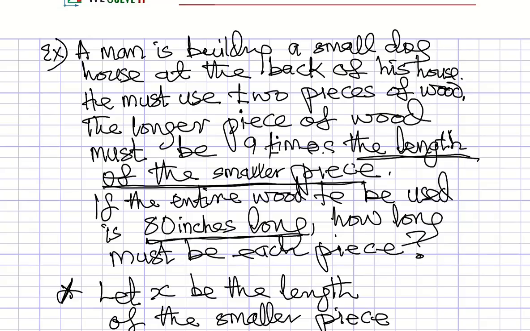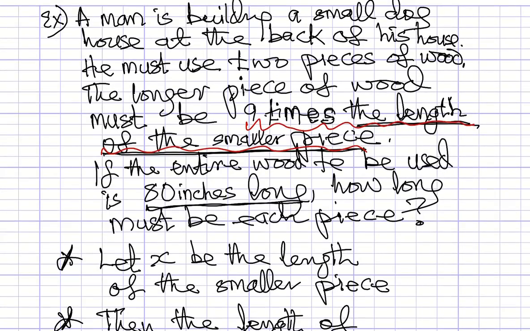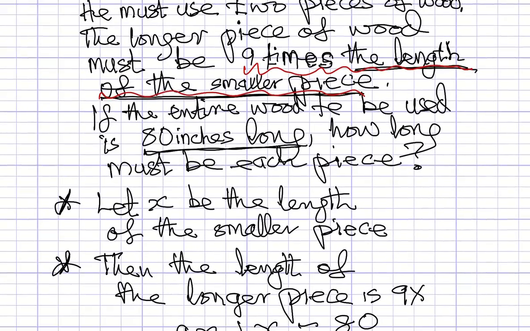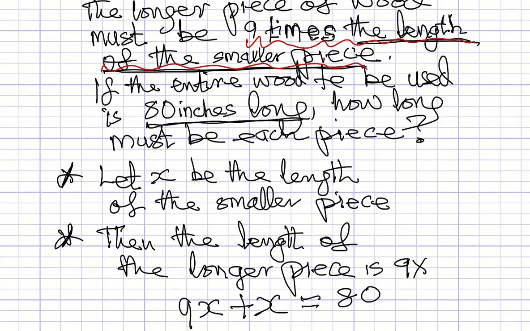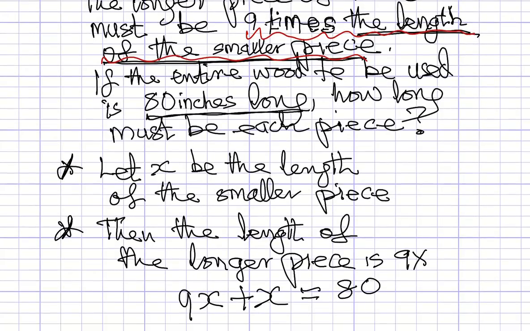9 times the smaller piece. Because we'll have that information, so we'll hang on to it. 9 times the length of the smaller piece. Okay. So we'll go ahead and they say let x be the length of the smaller piece. Then the length of the longer piece is 9x because he said 9 times, okay? And then we say if we add those 2 pieces together, we're gonna get 80.